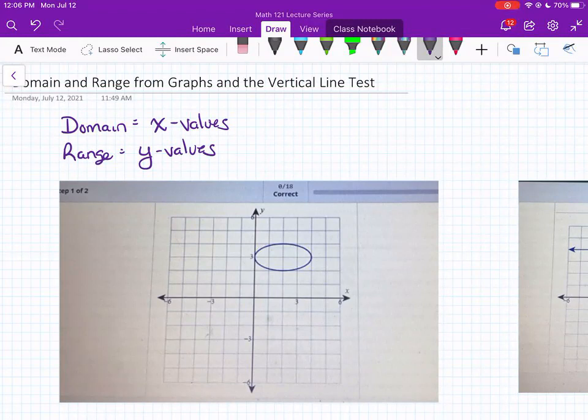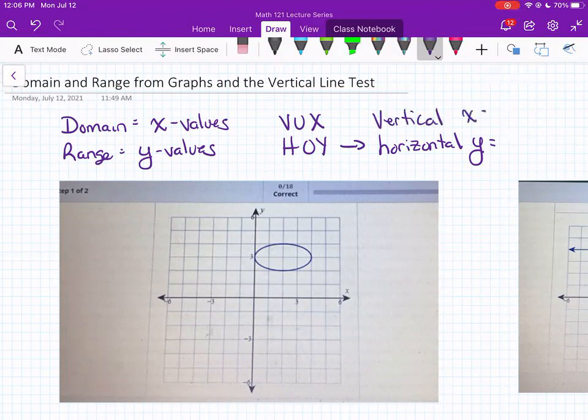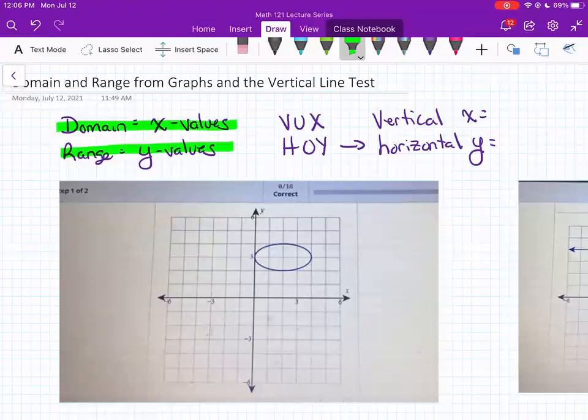If you remember our terms Hoy and Vux from previous lessons, Hoy stood for horizontal lines, had zero slope and were y equals, and vertical lines had undefined slope and were x equals. Since the domain includes x values, we can use vertical lines to help us determine the domain. And since the range included y values, we can use horizontal lines to determine the range.